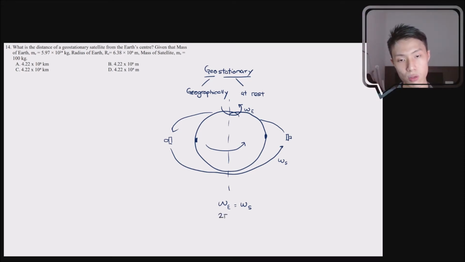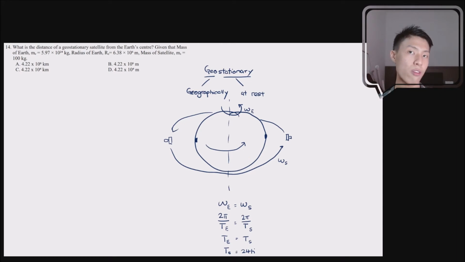So you know that 2 pi divided by the period of the Earth's rotation should be equal to 2 pi divided by the period of the satellite circular motion. Therefore, the period of the Earth rotation should be equal to the period of the uniform circular motion of the satellite. That's why if you talk about a geostationary satellite, you need to know that the period of the geostationary satellite is equal to 24 hours. That's the idea of geostationary satellite.